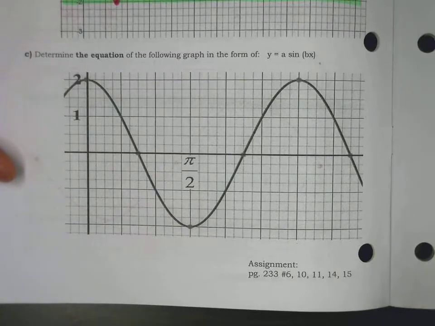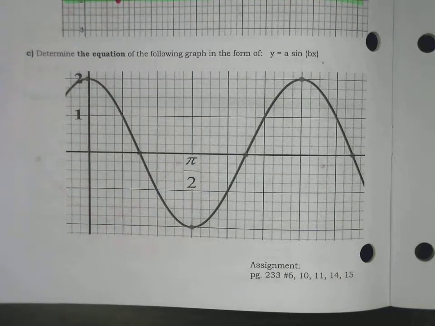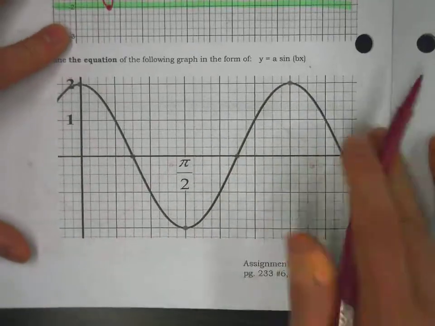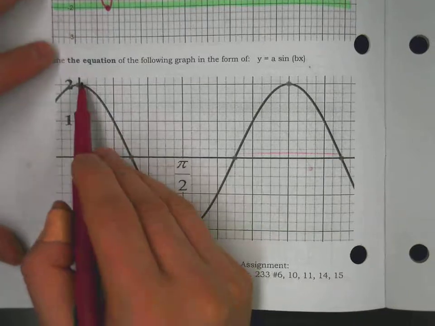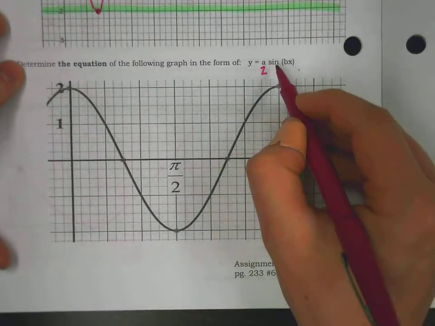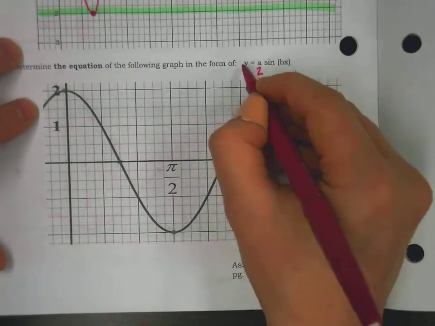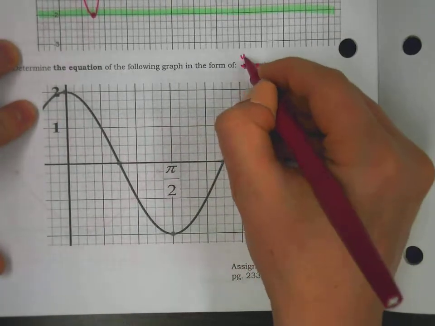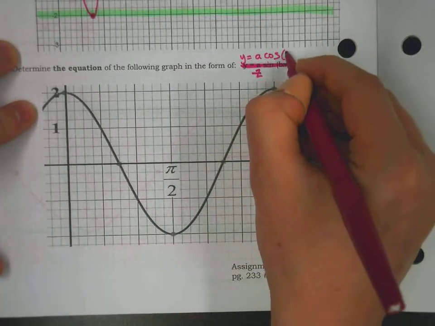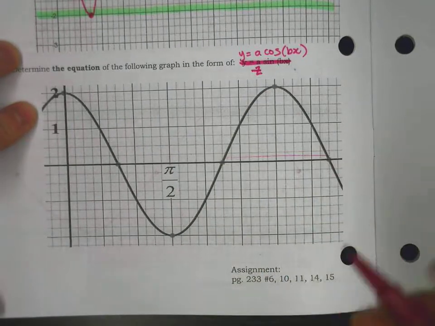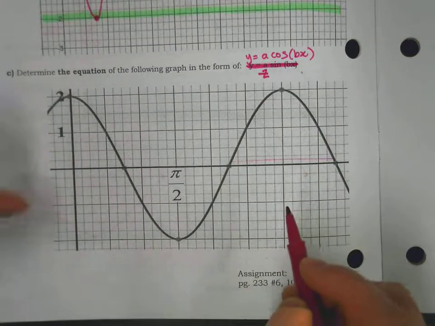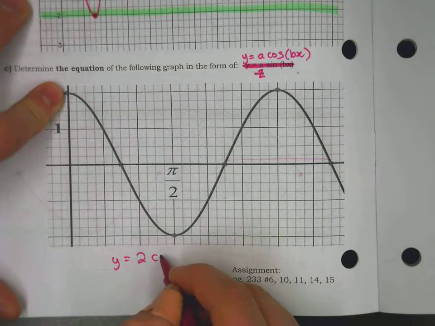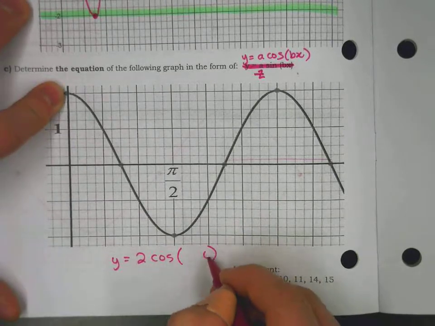Lastly, determine the equation of the following graph. So we start to be given the graph and we ask for the parameters a and b. I can look at this and say from the middle to the top, a is 2. Not so crazy. As a sine graph, I'm going to change this one. I'm going to change this as a cosine graph. So as a cosine graph, a is still 2. So we can say that a is 2. What is the b value?